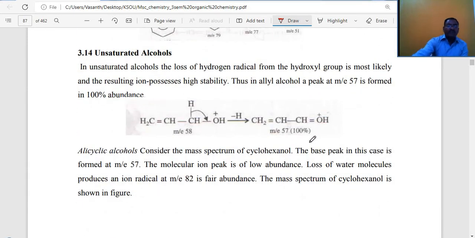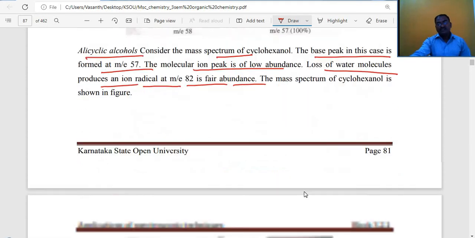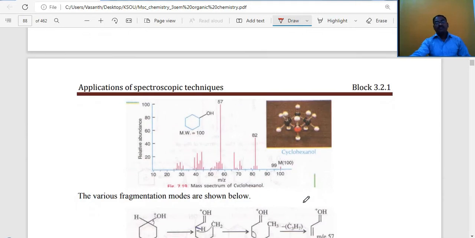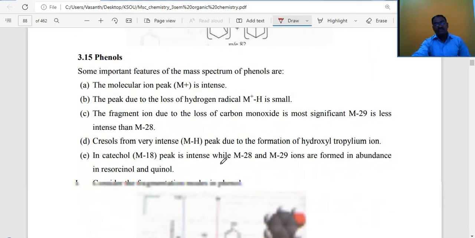Unsaturated alcohol means allylic alcohol. Consider the mass spectrum of cyclohexanol. The base peak in this case is formed at 57. The molecular ion peak is of low abundance. The loss of a water molecule produces an ion radical at m/e 82, which is fairly abundant. The various fragmentation modes of cyclohexanol are shown here.